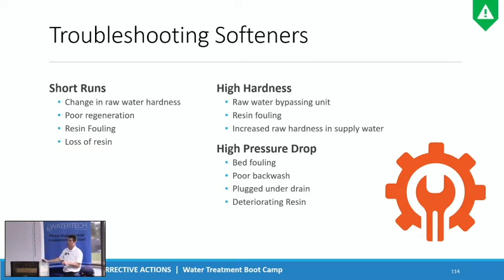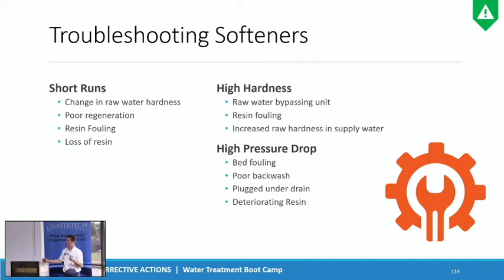Did it have a poor regeneration? Resin fouling. Do you have loss of resin? Resin is going to break down over time, so at some point you're going to need to replace your resin in a softener system. Maybe it's just a factor of age. Maybe your drain line flow controller isn't working and you actually blew resin down the drain out of your softener. That can happen. If you're having high hardness, again, is raw water bypassing the unit?